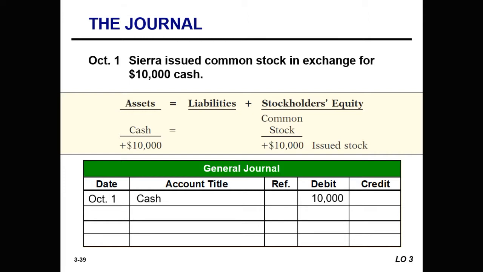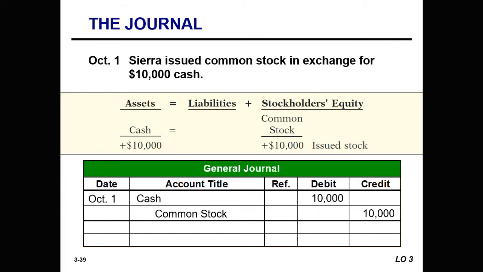When you're creating a general journal entry in good form, you then go to the next line down and you indent the credit title. Common stock. Common stock increase. There's more common stock than there was before this transaction, and that is by the $10,000 investment, the exchange of $10,000 of common stock for $10,000 in cash. We place that in the credit column.